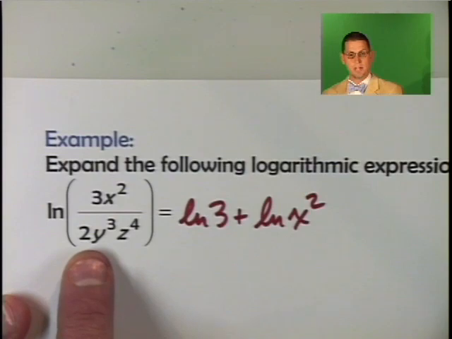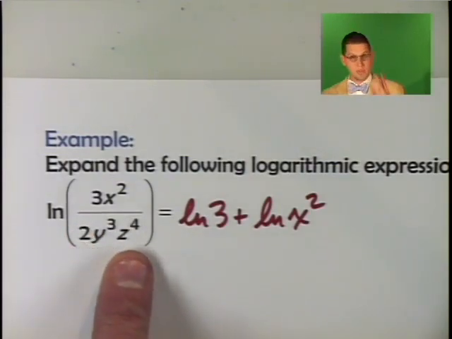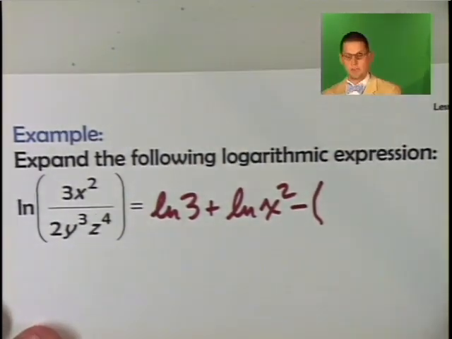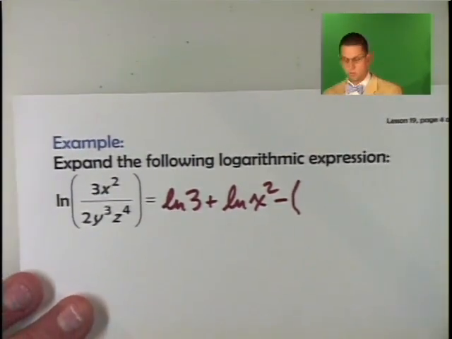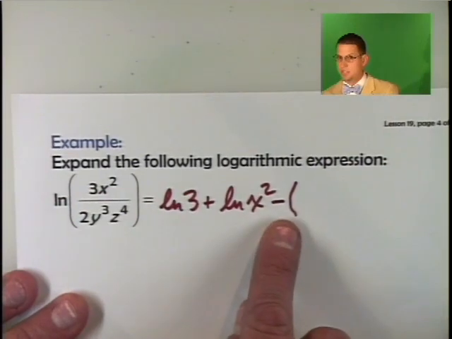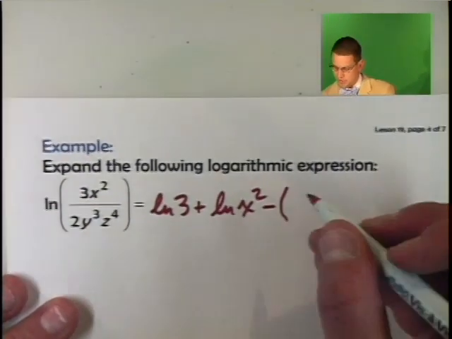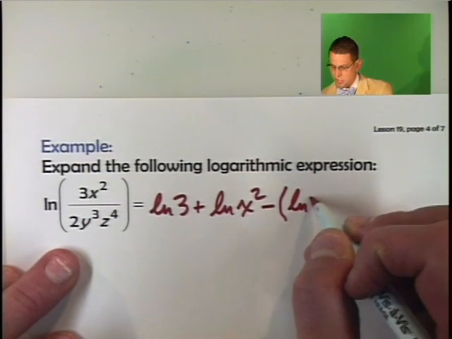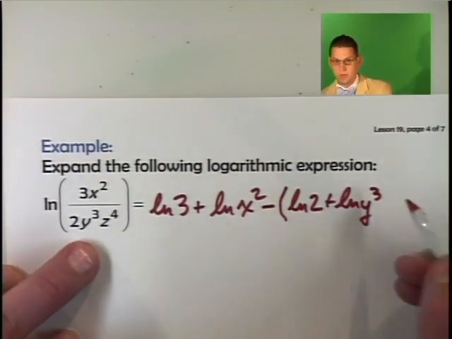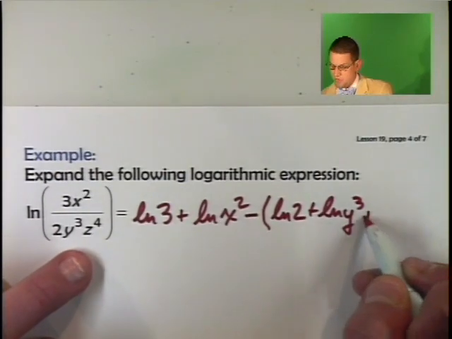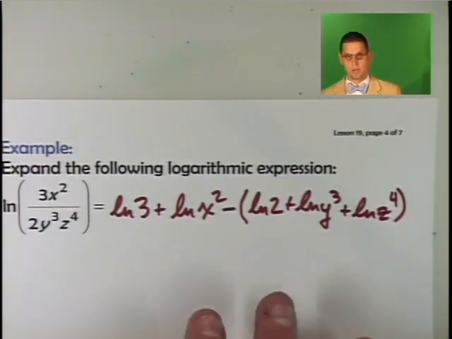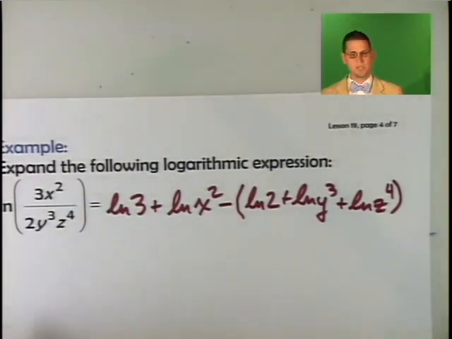In the bottom, I have 2, y cubed and z to the 4th. That's 3 factors. So I will subtract, and I'm going to put parentheses here, because I'm going to use the rule that I'm multiplying in the denominator, so I have to add them. But I need the parentheses here because they all take place in the denominator. So it'll be minus the natural log of 2 plus the natural log of y cubed, and then the last one is z to the 4th. So plus the natural log of z to the 4th. So they each get their own log. Now that's step 1. The parentheses are important.